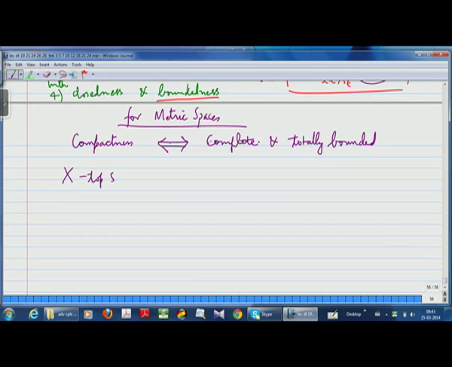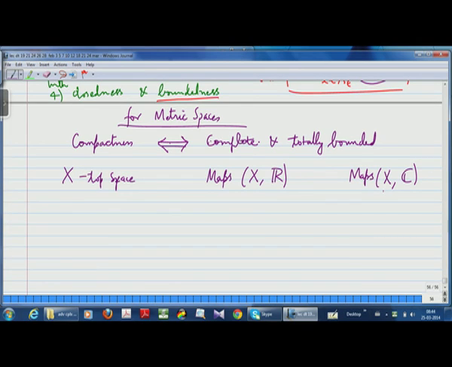So let me recall again, if X is a topological space, then you can take the set of all maps from X to R, or you can take the set of all maps from X to C. You can take the set of all real valued functions on X, or the set of all complex valued functions on X. These are algebras.